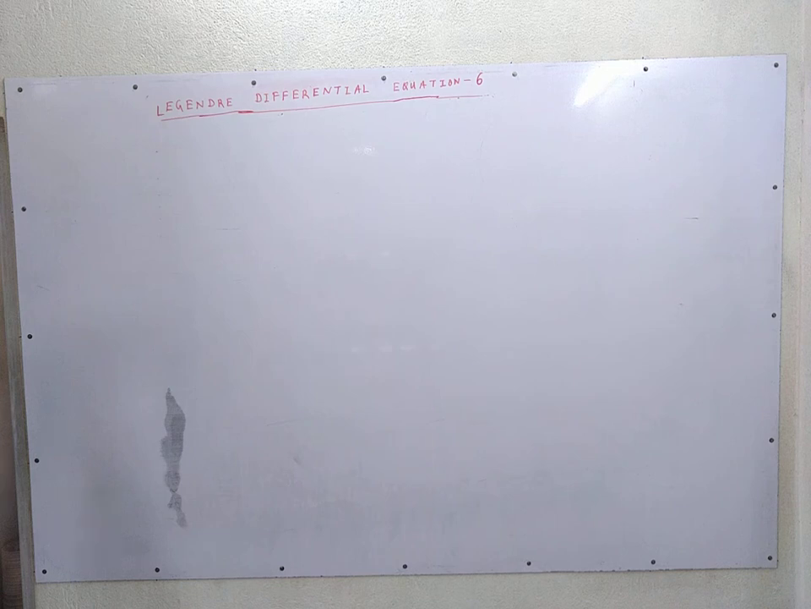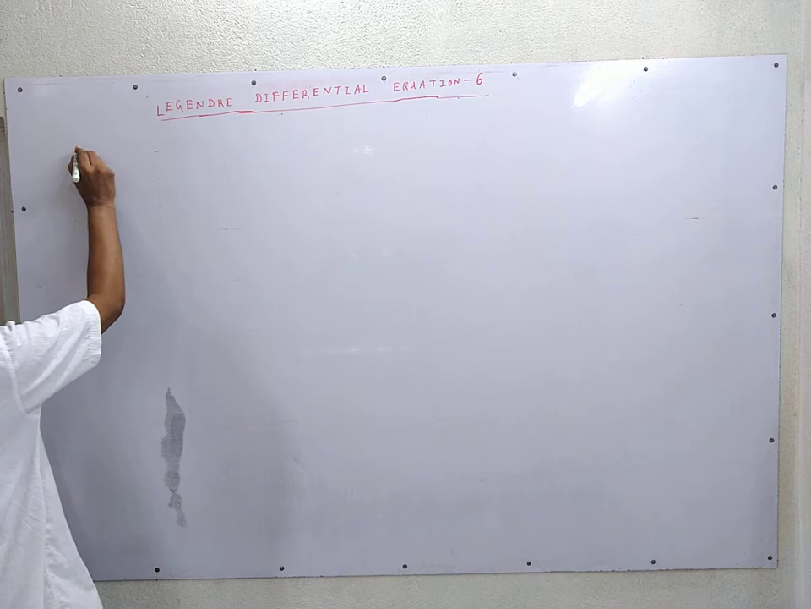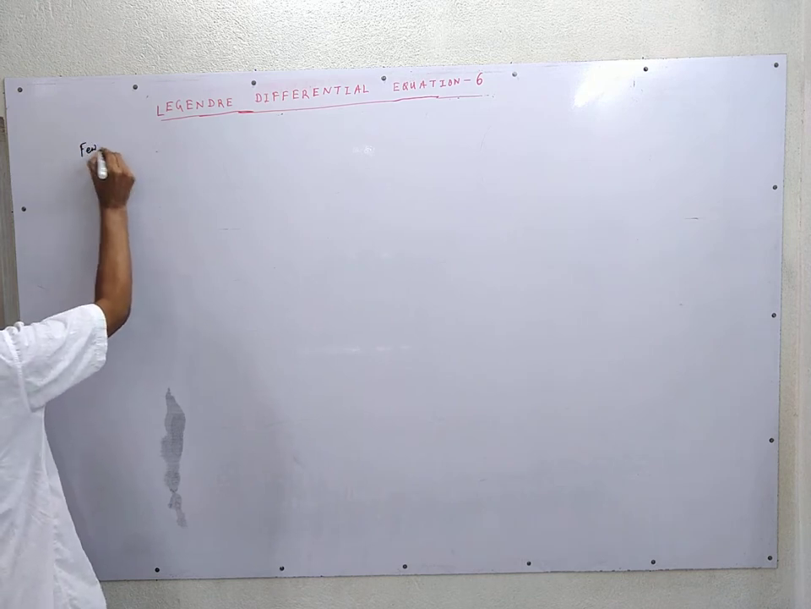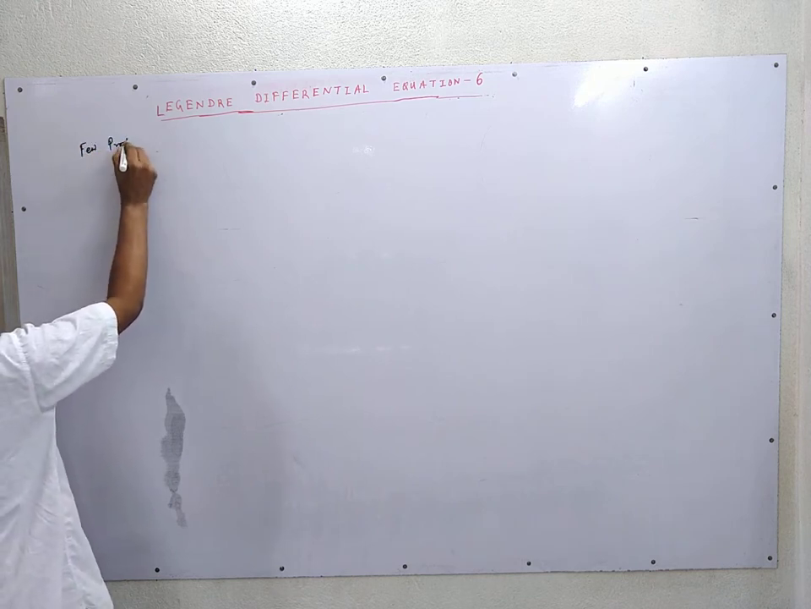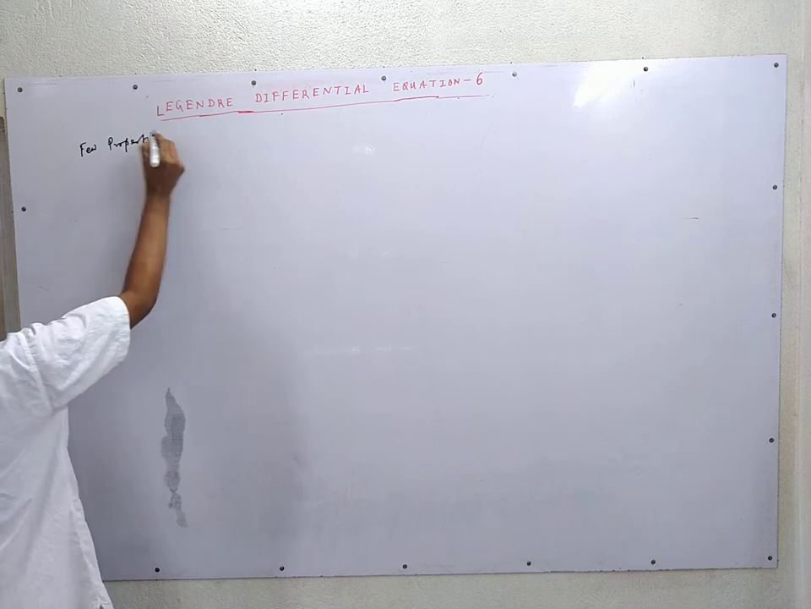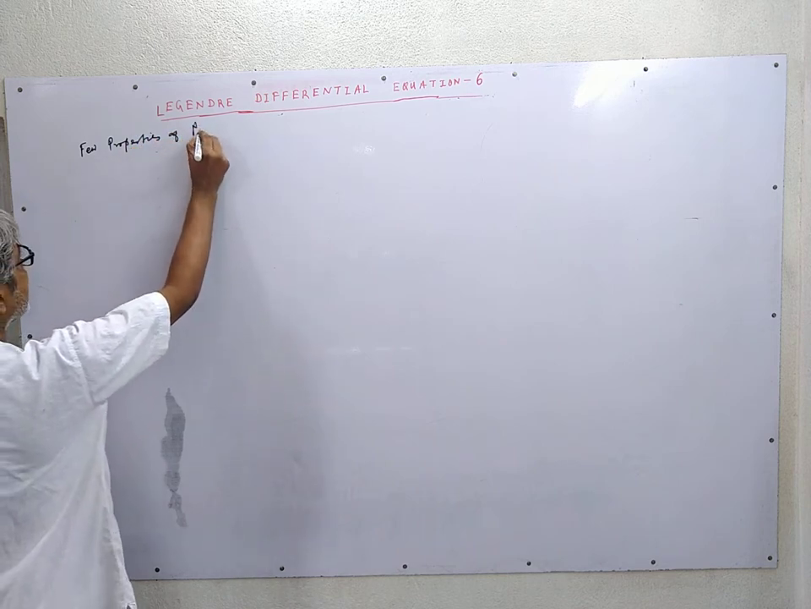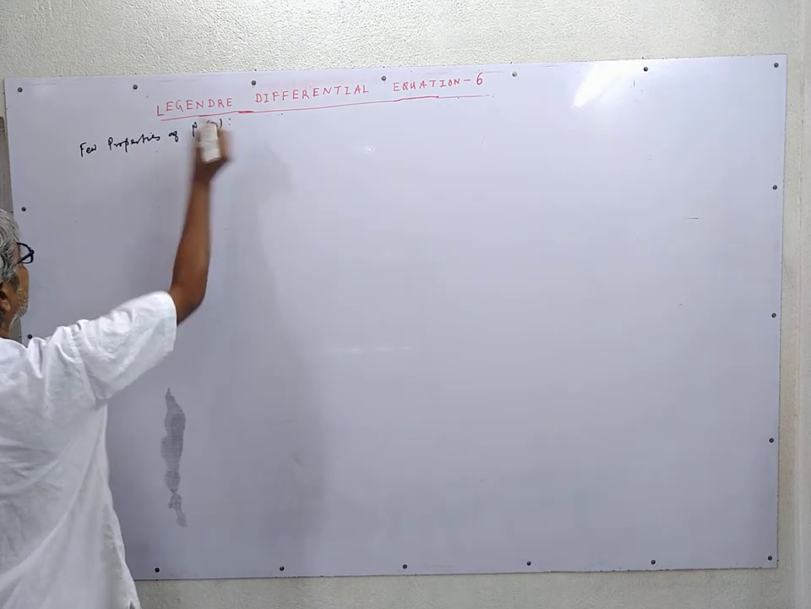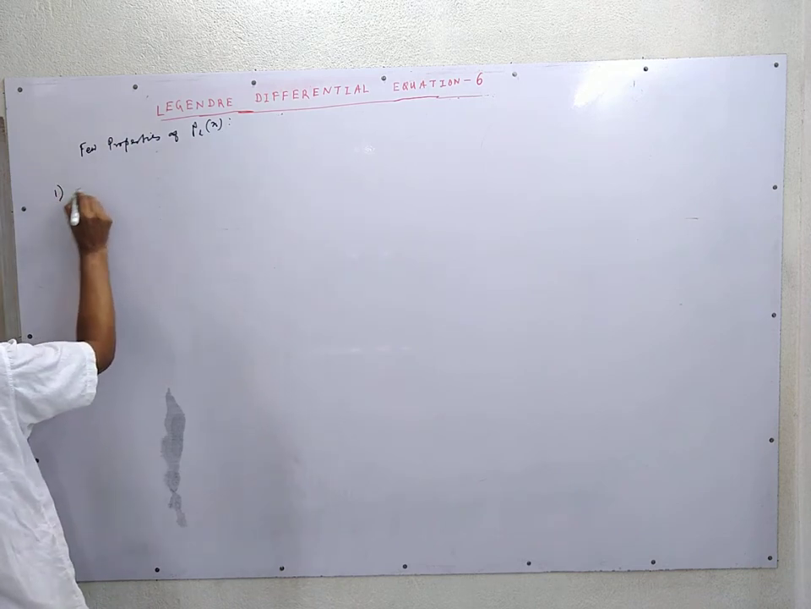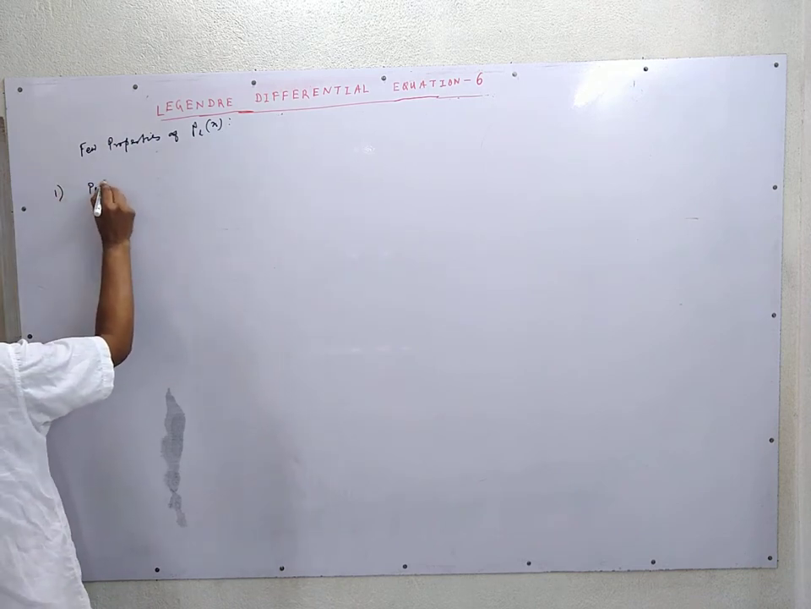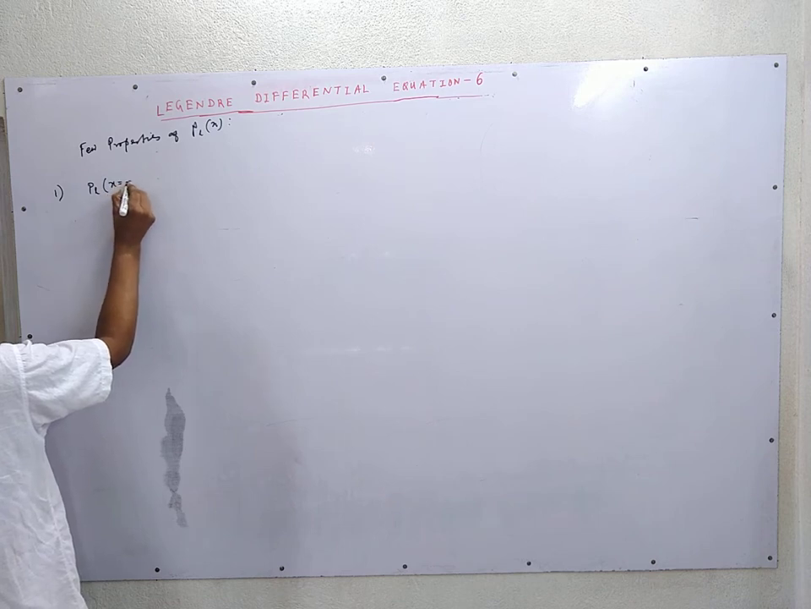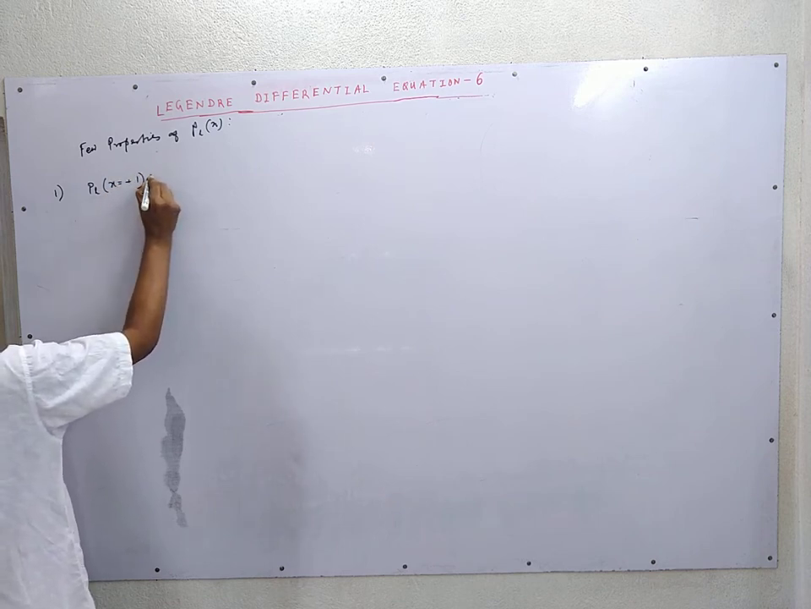Today we shall discuss a few more properties of Legendre polynomials. As for example, the first property is what is P_L of x when x is equal to plus 1.